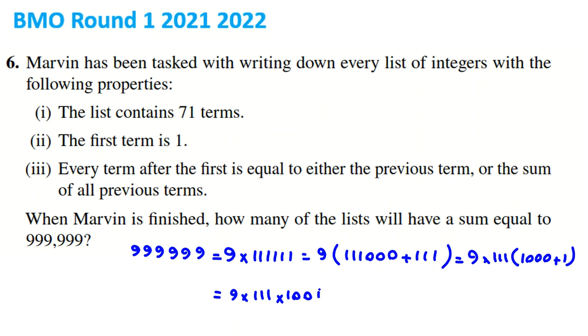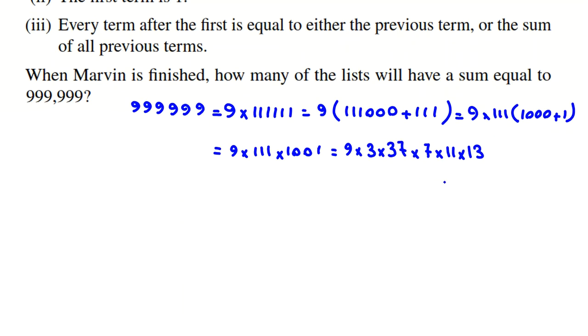Now if you prime factorize again, 111 is 3 times 37, and 1001 is 7 times 11 times 13. Prime factorization of this number is important, and it is very useful when you want to calculate, for example, the remainder when divided by 13, or for example 7. So it will be 3 cubed times 7 times 11 times 13 times 37.